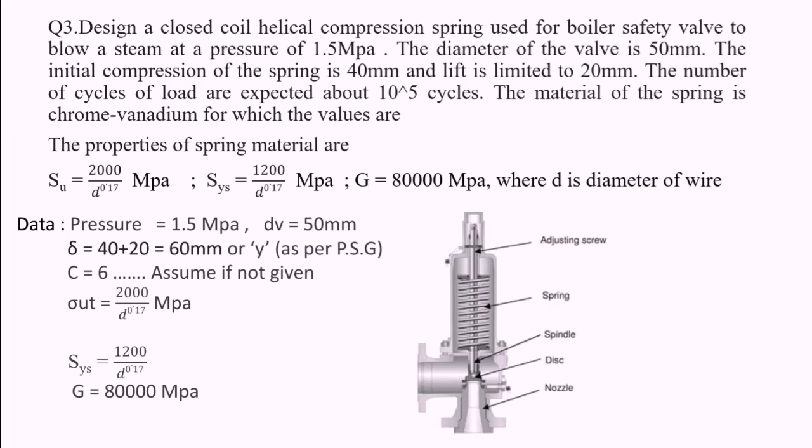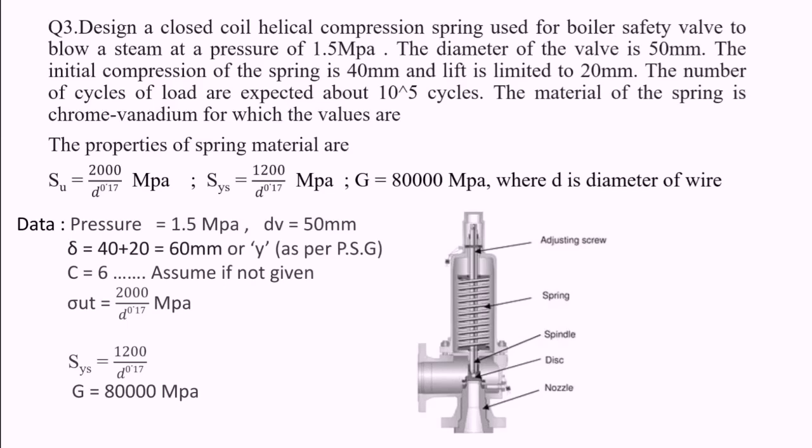You can see in the diagram, the spring is already compressed to 40 mm. To open the valve, the spring has to be further compressed by 20 mm. Hence, the total deflection of the spring will be 20 plus 40, that is 60 mm. As spring index is not given, I will use C equal to 6 and the rest are the spring material properties. Here I am assuming factor of safety as 2. You can also assume 1.5, 2.5, 3, etc.